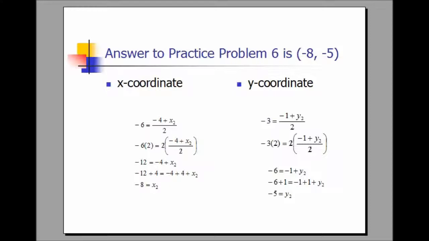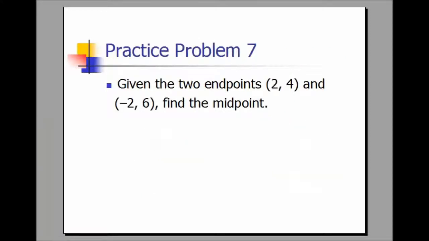Do the same thing to find the y-coordinate. We have -3 equals (-1 plus y sub 2) over 2. We multiply both sides by 2. We have -6 equals -1 plus y sub 2. Adding 1 to both sides gives the result -5 equals y sub 2.